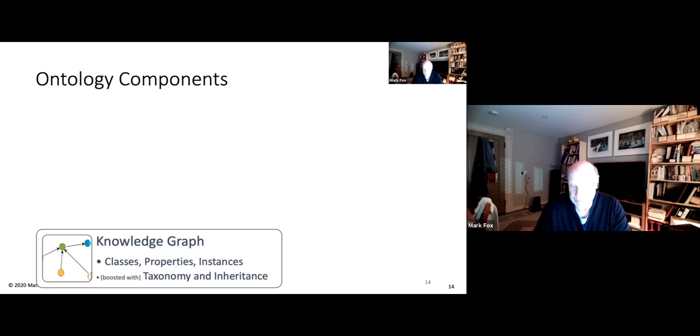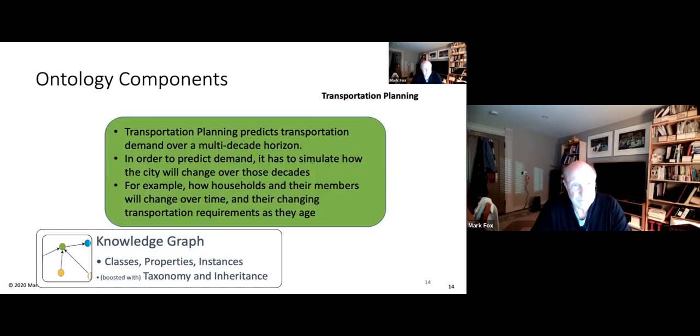Now, let's take a look at an example from the area of transportation planning. The area of transportation planning predicts transportation demand over a multi-decade horizon. So if you look at Hong Kong or Toronto or whatever city, there are planners there who try and predict what the demand for transportation is going to be 20, 30 years in the future, because that's how long they have to think into the future in order to put in place the infrastructure today. But in order to do this transportation planning, they have to predict what the demand is going to be. They have to predict how many people there are going to be, what the mix of people is going to be, what their trips are going to be to work, to school, whatever the case may be.